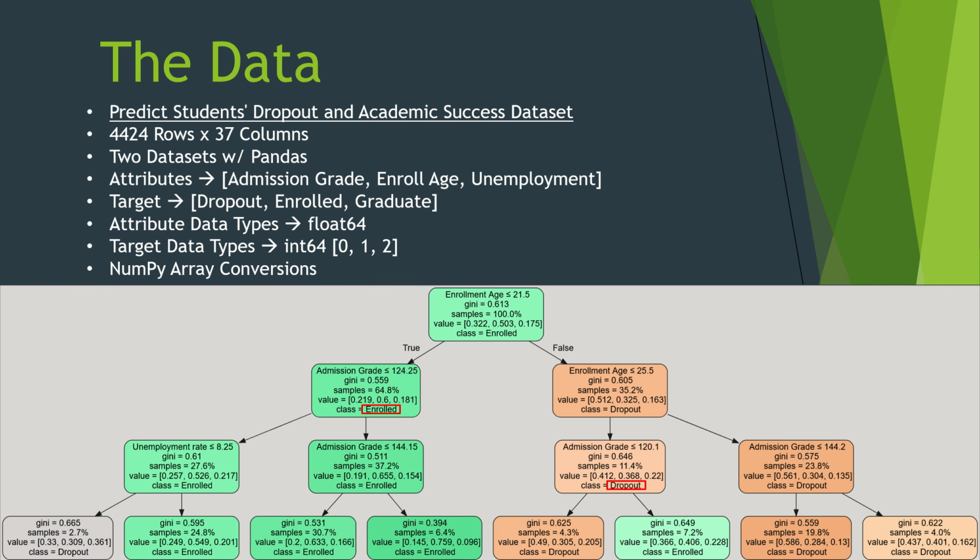The target variable had 3 classes: dropout, enrolled, and graduate. Data types included both continuous and categorical features, with processing done by pandas and NumPy for analysis and model development.